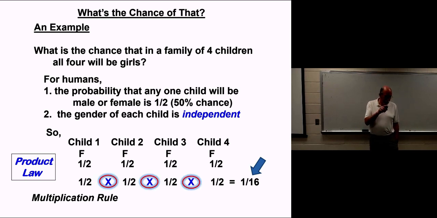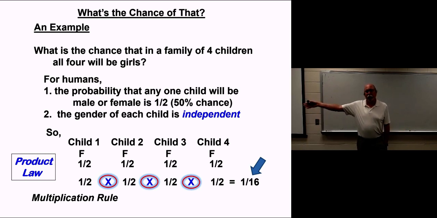It's all based on these multiplication systems. Just simple multiplication: 1/2 times 1/2 times 1/2 times 1/2. You keep going on. If you want to know the probability of having 10 children and they're all girls, you do this. Okay. All right.